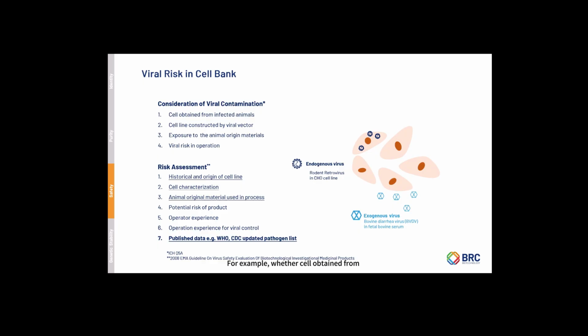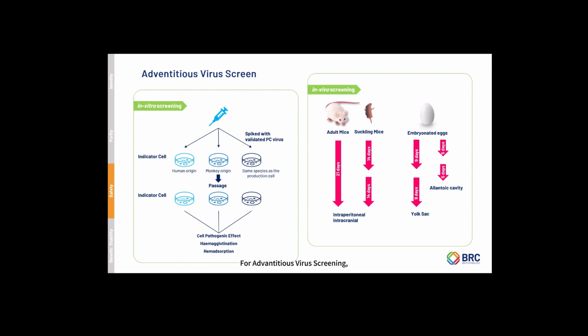For example, whether cells were obtained from infected animals and whether the cell bank has been exposed to animal origin materials. Additionally, a comprehensive risk assessment should be conducted, for example, the history and origin of the cell line and the animal origin material used in the process. For adventitious viral screen, in vitro and in vivo methods are used.